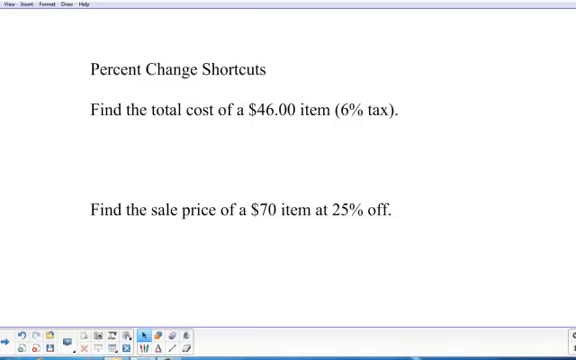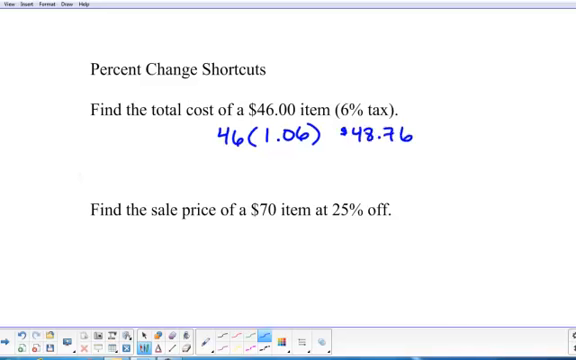And the last slide for tonight says find the total cost of a $46 item with 6% sales tax. So we would just do our 46, and let's go ahead and do that 1.06. Which is $48.76. That's what you would pay total.